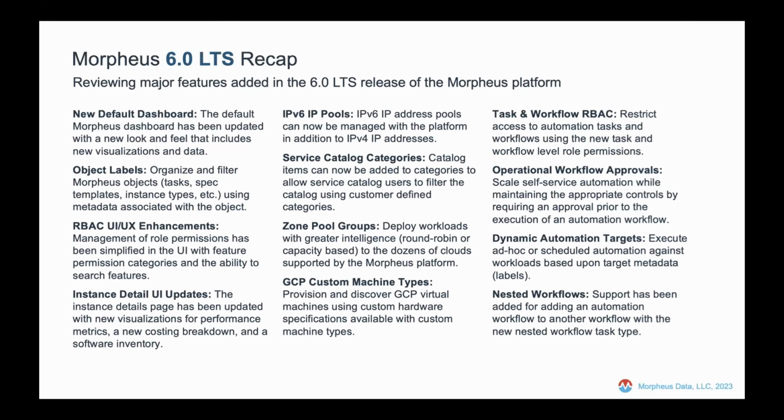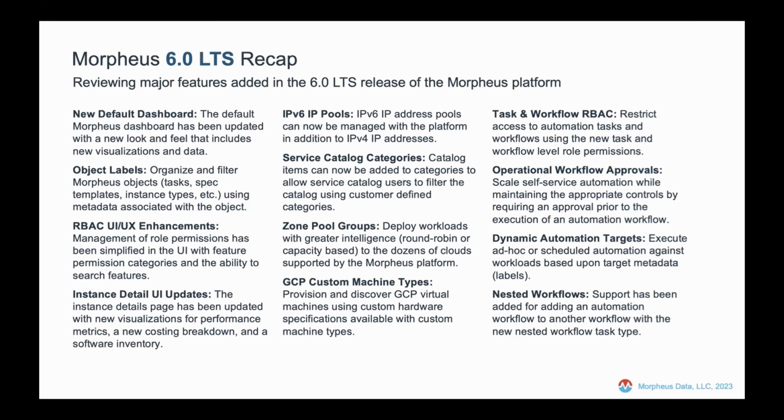Task and workflow-based access control. So now there's the ability to granularly assign a given task or a workflow to a role within the platform. Approvals for operational workflows were added in the 6.0 LTS release of the platform to allow administrators to allow users to self-serve, or for, let's say, potentially privileged operational workflows to be able to associate approvals for those before they're executed.